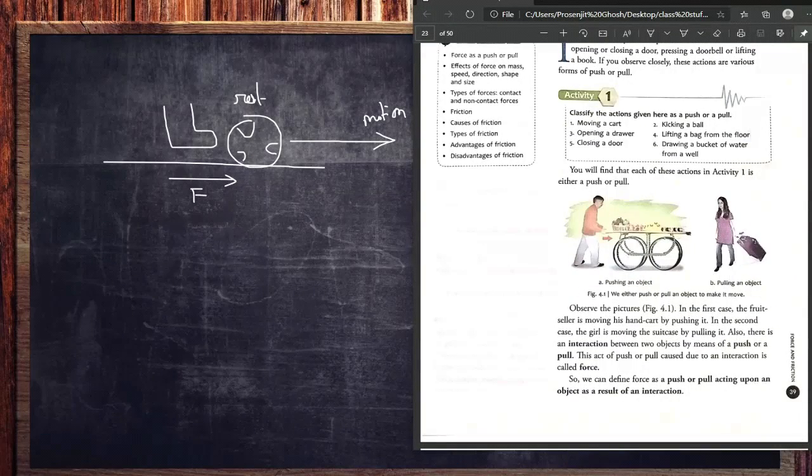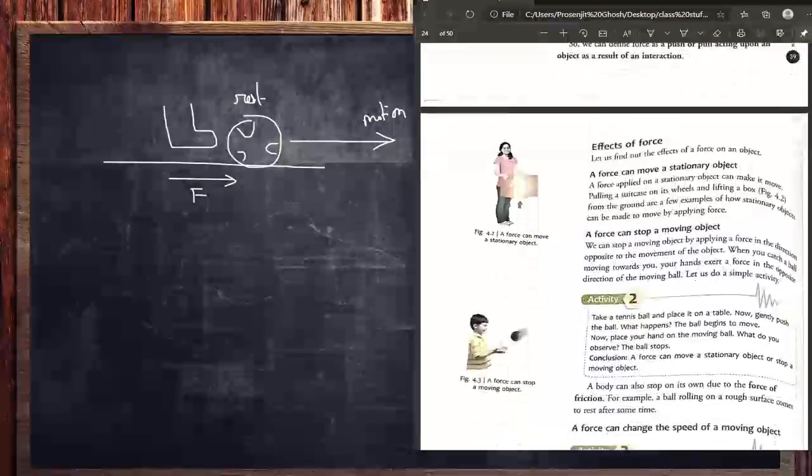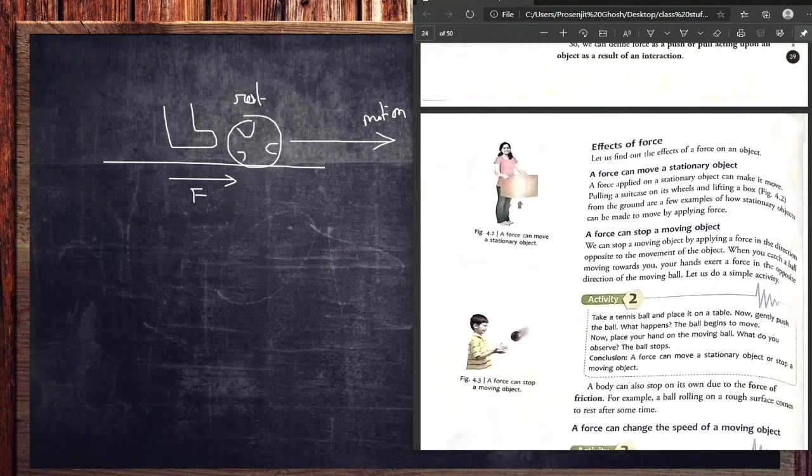So the first question is, what is force? Force is defined as the push or pull acting upon an object, that is the interaction with that object. The second thing is the effect of force. The effect of force is in two parts: force can move a stationary object, and it can also force a moving object to stop.